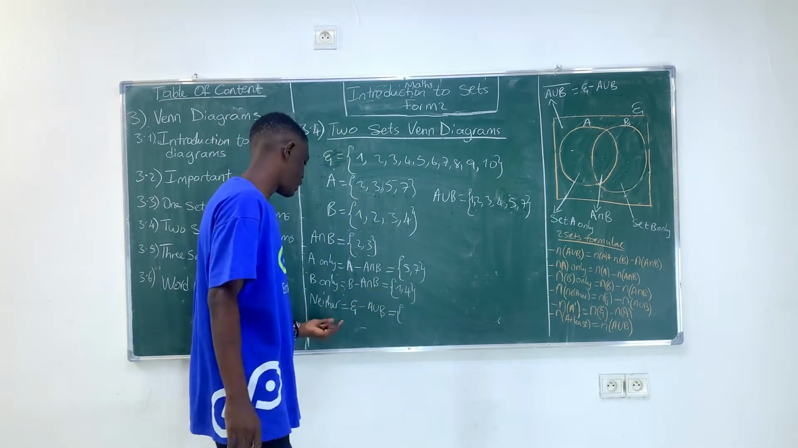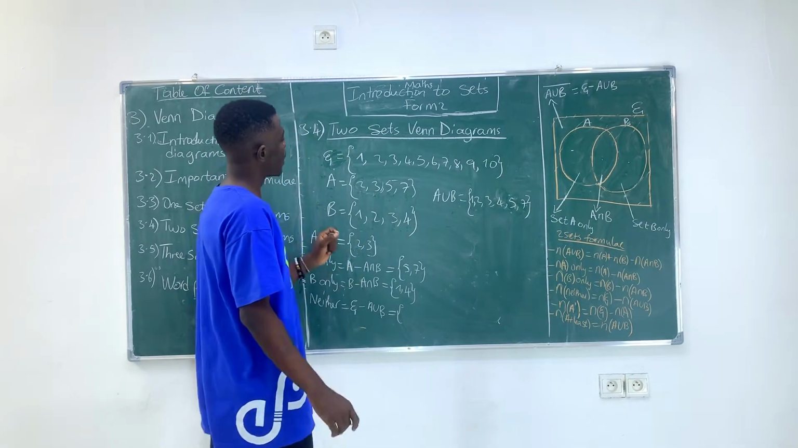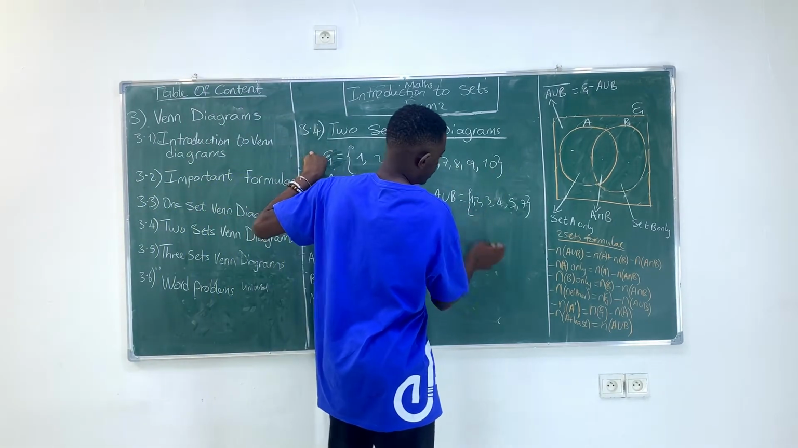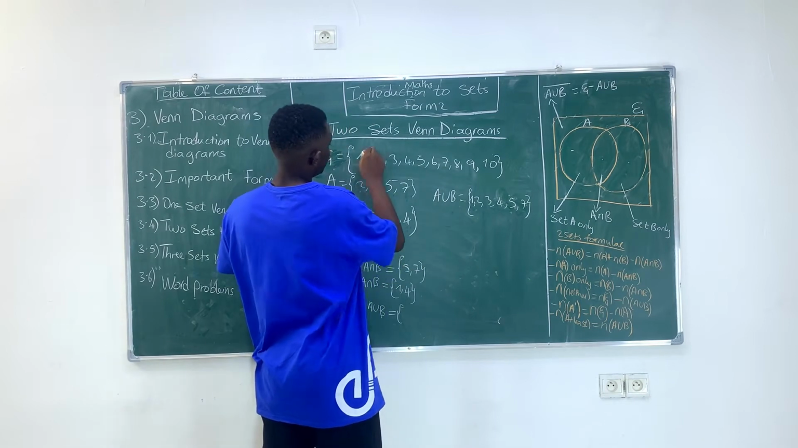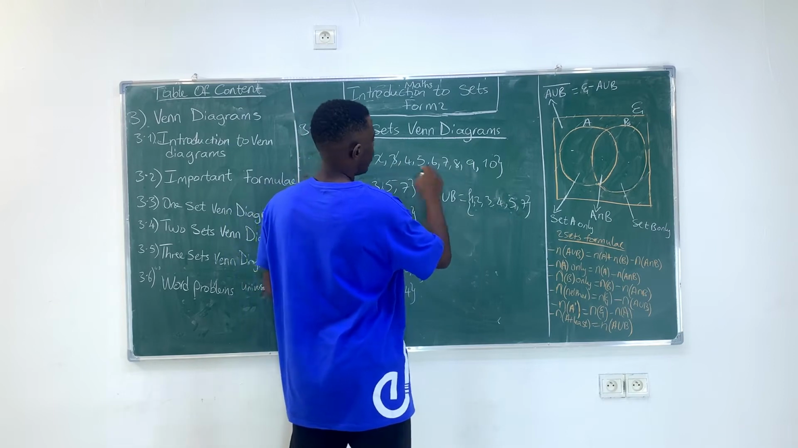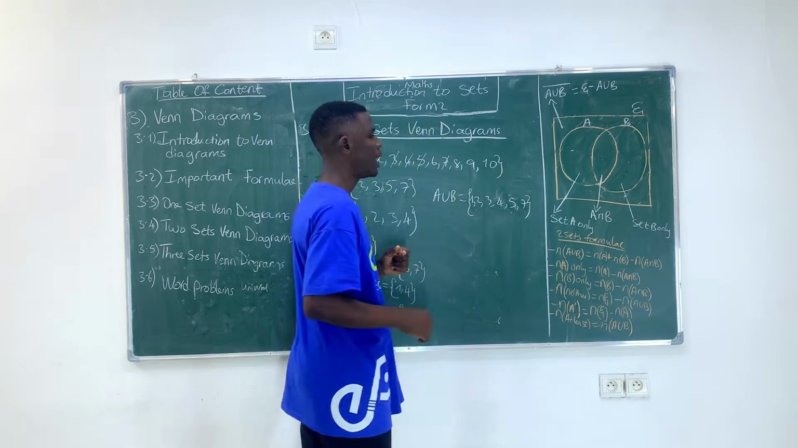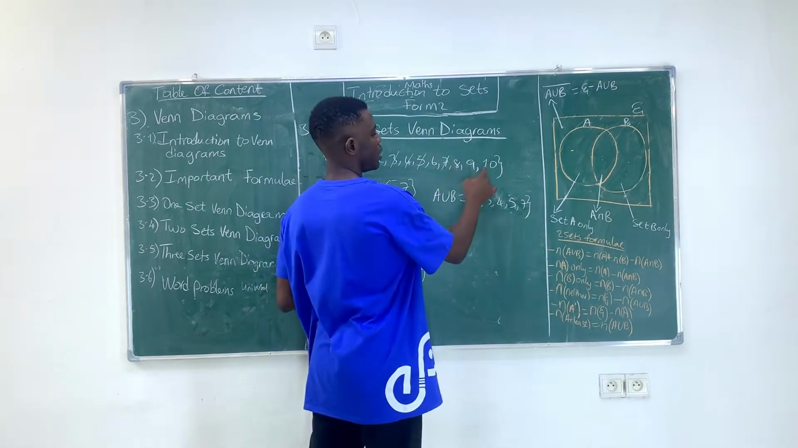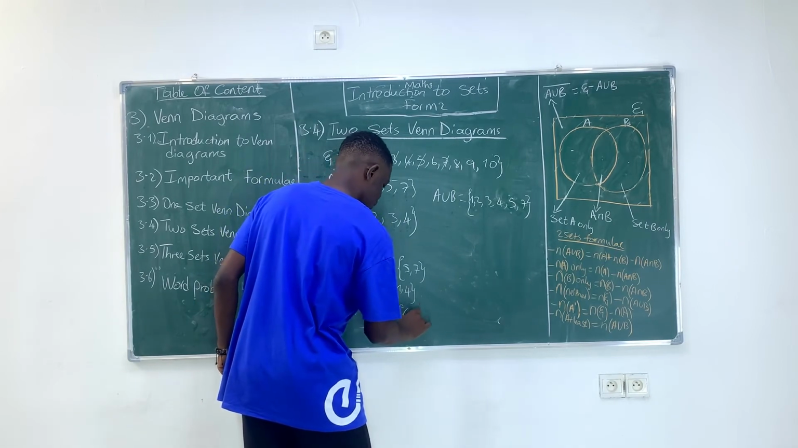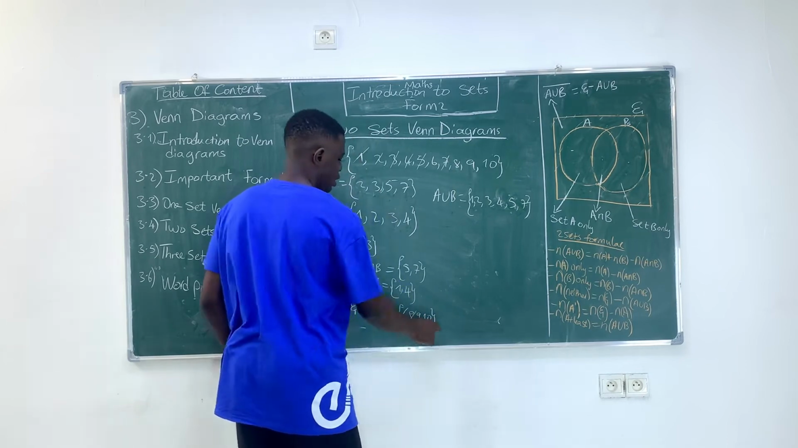So now we're looking for neither. Neither is zeta minus (A union B). Zeta is 1 to 10, so I look at it and remove all of the values that are in A union B. Is 1 here? Yes, I remove it. Is 2 here? Yes, I remove it. Is 3 here? Yes. Is 4 here? Yes. Is 5 here? Yes. Is 7 here? Yes. I'm left with 6, 8, 9, and 10. So the elements that are neither in A nor in B are 6, 8, 9, and 10.